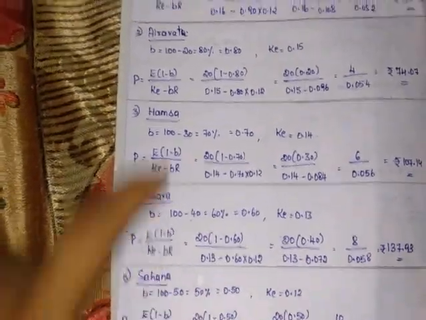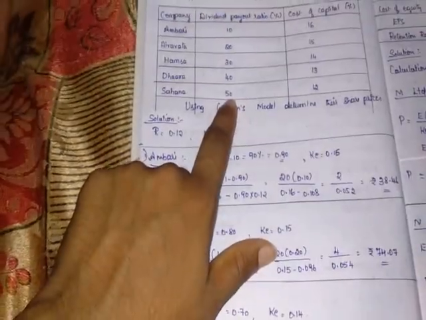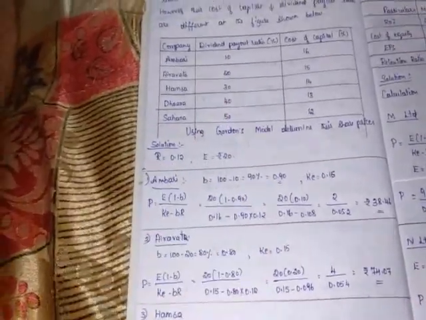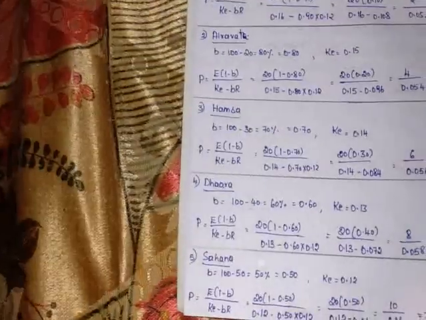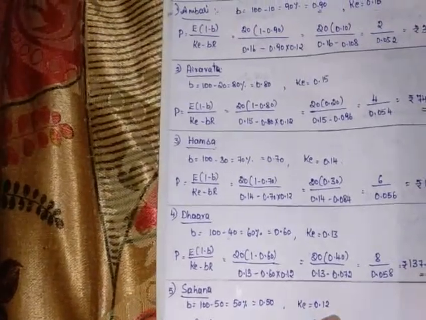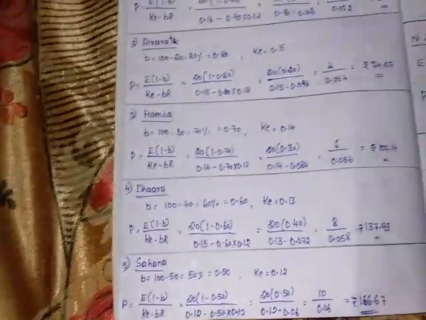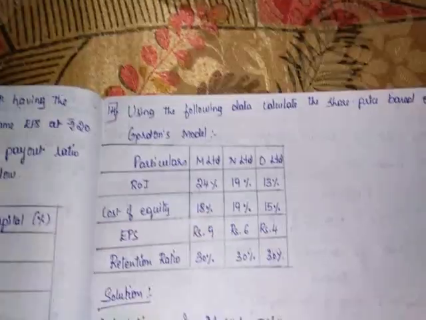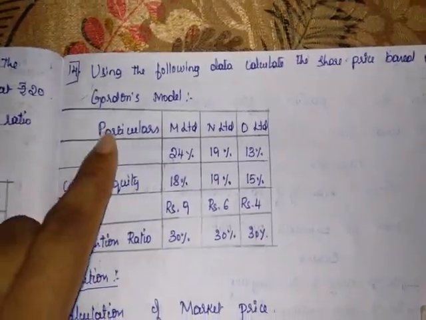And the last company, and its payout ratio is 50. Before that it was 40%, no? Yeah. And retention ratio is 50, cost of equity is 12, and market price is rupees 166.67.